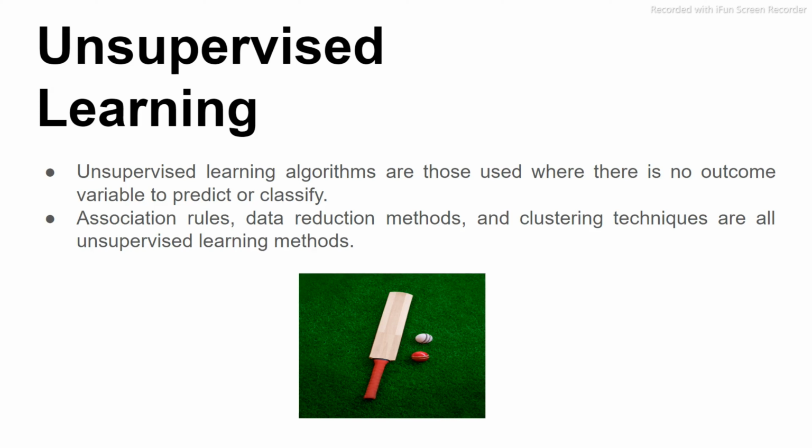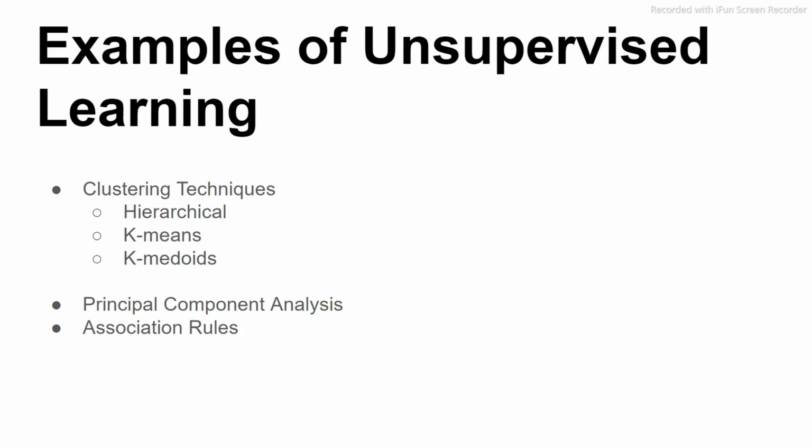Unsupervised learning can be further grouped into two types: clustering and association. These are examples of unsupervised learning: hierarchical, k-means, k-medoids, principal component analysis, and association rule. We will discuss these topics in the next video.